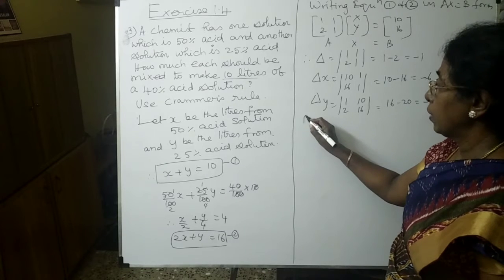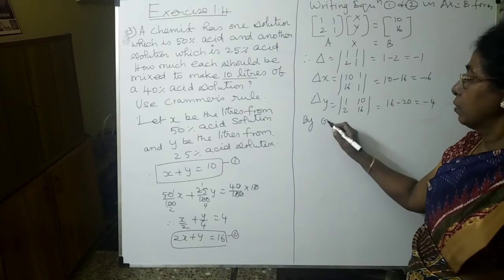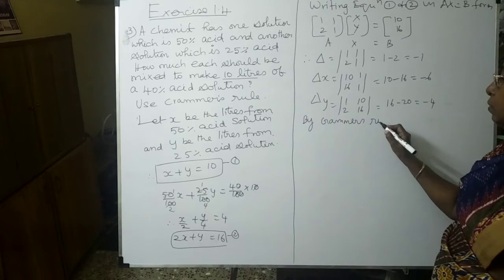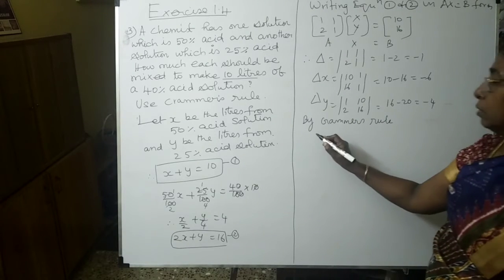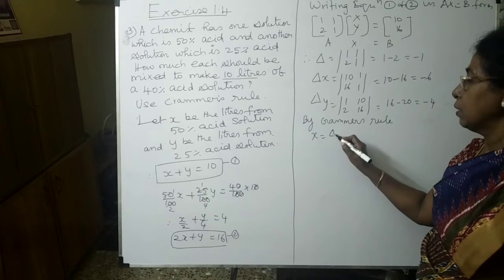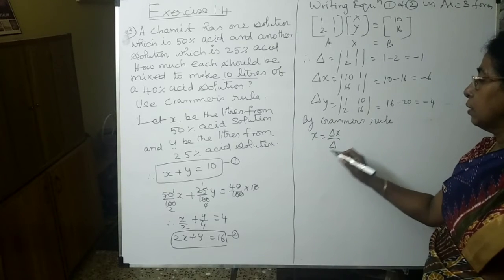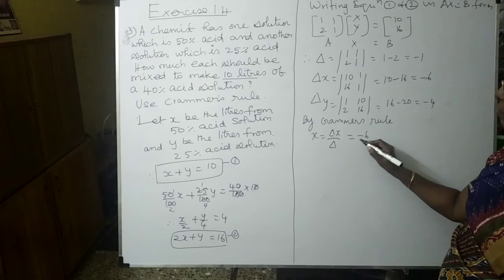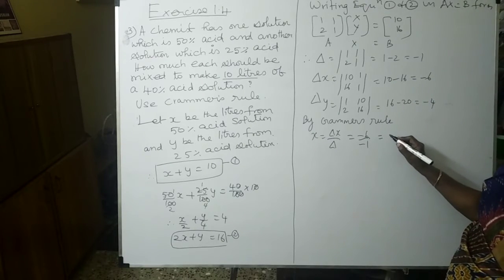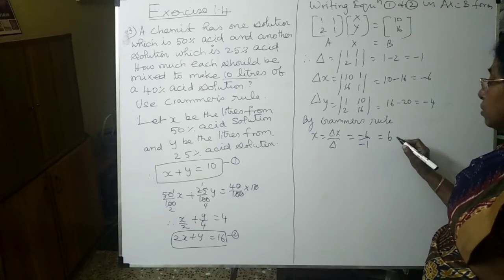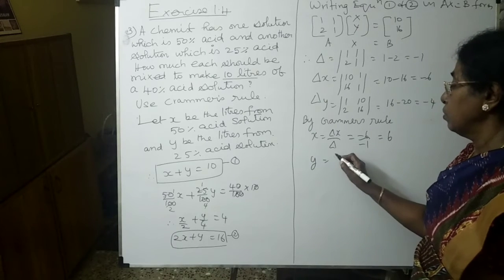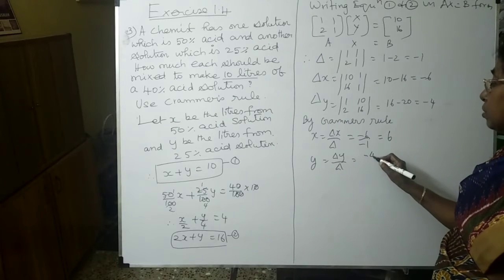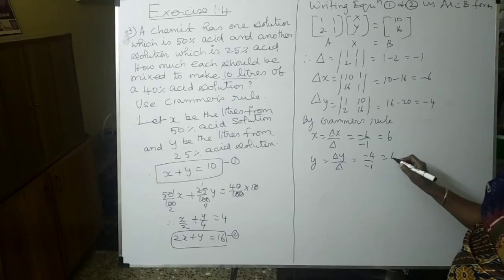Therefore, by Cramer's rule, X is equal to delta X by delta. This is equal to minus 6 divided by minus 1. This is equal to 6. So Y is equal to delta Y by delta. This is equal to minus 4 by minus 1. This is equal to 4.